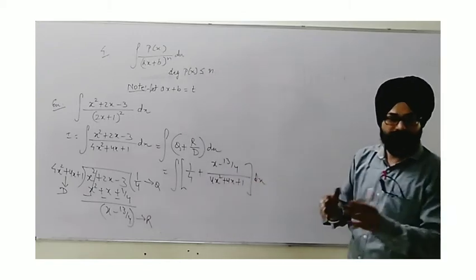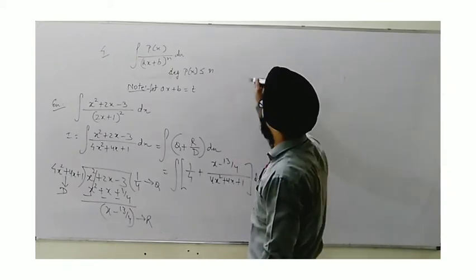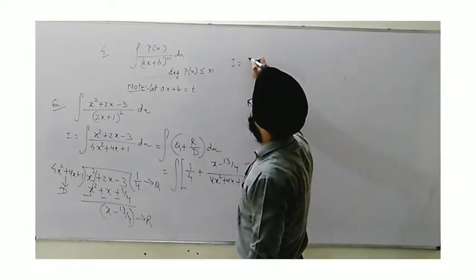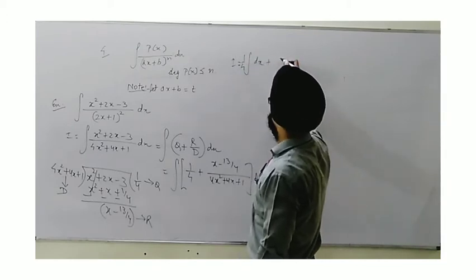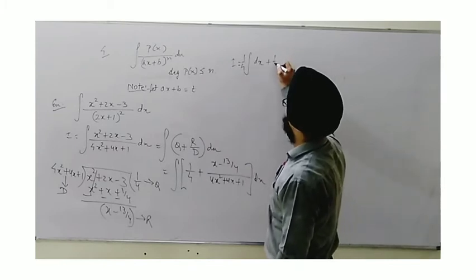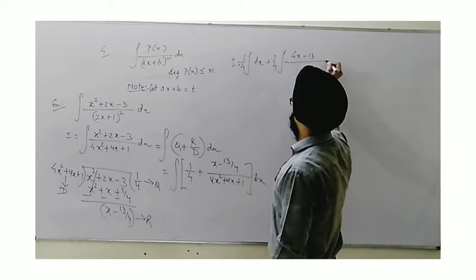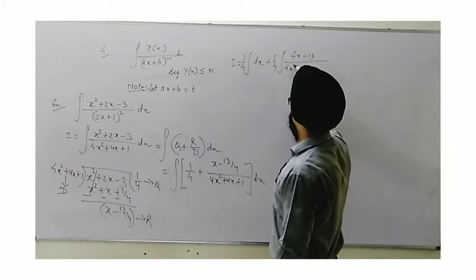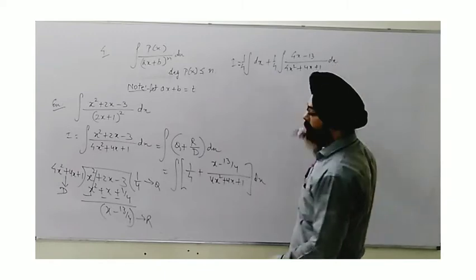Further, more methods you will see, and this will become more convenient. So the substitution method I want to apply in this part. For this purpose, first of all, I will write 1 upon 4 dx plus this, solving 4x minus 13. So I will get here 1 upon 4 times (4x minus 13) upon (4x square plus 4x plus 1) dx.